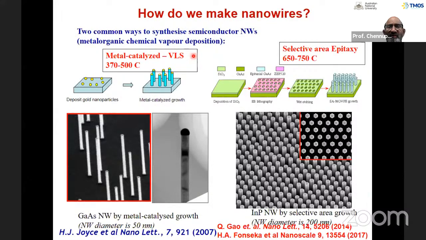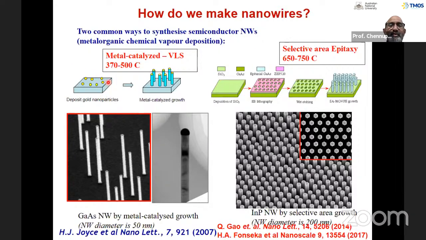So if nanowires are of so much interest, how do we make them? There are two main techniques which we use. One is called the VLS growth process, the vapor-liquid-solid growth mechanism, which I will come back to. Another technique is called selective epitaxy, and we use a technique called metal organic chemical vapor deposition, MOCVD. There's also an alternative technique called molecular beam epitaxy, which can also be used, and you can choose whichever technique you want, depending on what facilities you have access to.